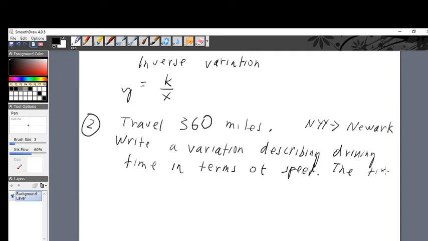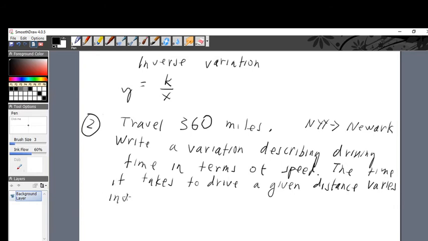The time it takes to drive a given distance, right? The same distance, that's going to be our constant. The distance is going to be our constant, a given distance. You already have an idea that the k is going to be our distance. It varies inversely with the speed. Okay, let me explain a little bit better now.